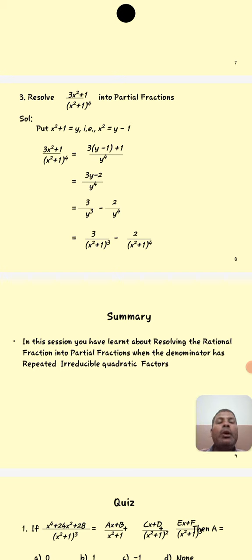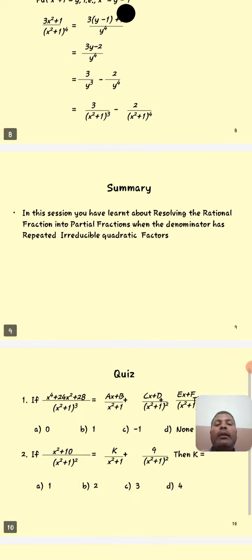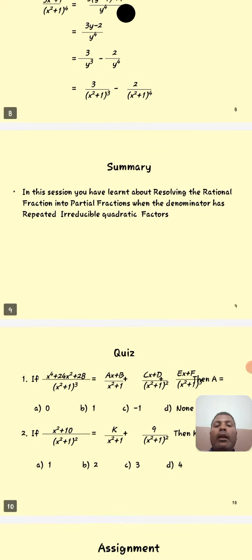A different method we have to apply whenever the repeated or non-repeated factor is there, then how to write in partial fraction format, and when a repeated irreducible and non-repeated irreducible quadratic factor is there, then how to write the partial fraction format, we have to learn about here. Now we go to the summary.